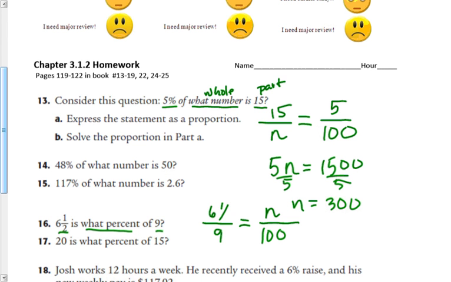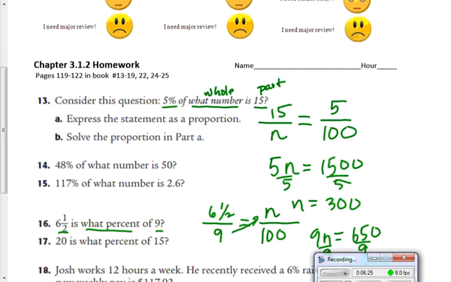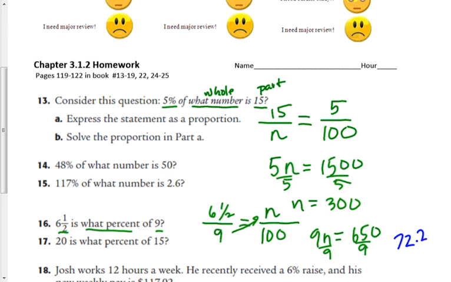Now, if you want, you could just write that as decimal 6.5. So we're going to take 9 times n is equal to 6.5 times 100, which is 650. And then we're going to divide 650 by 9, and that comes out to about 72.2%.